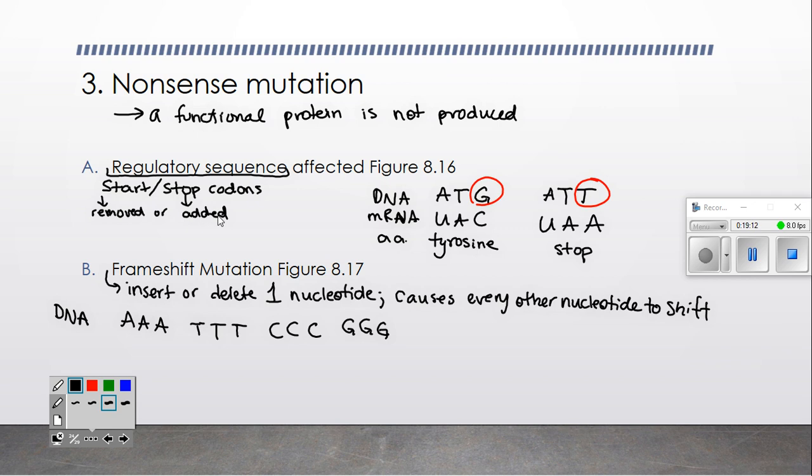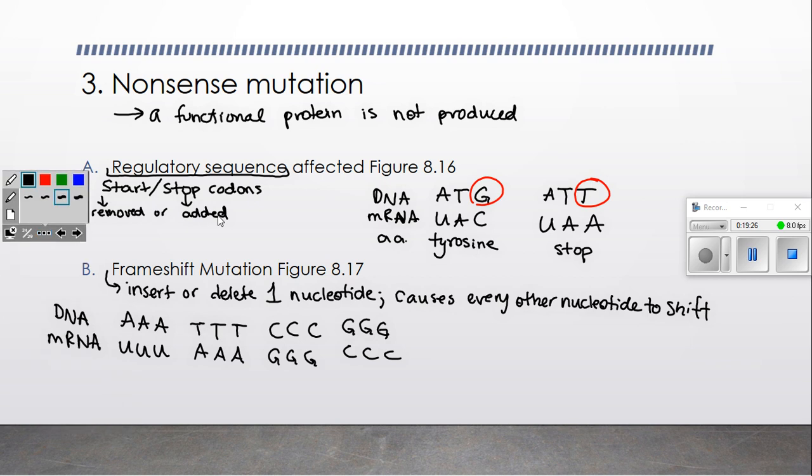If this was my DNA code, my mRNA code would be U, U, U, A, G, G, G, C, C. So my amino acid sequence, UUU codes for phenylalanine, AAA codes for lysine, GGG is glycine, and CCC is proline.